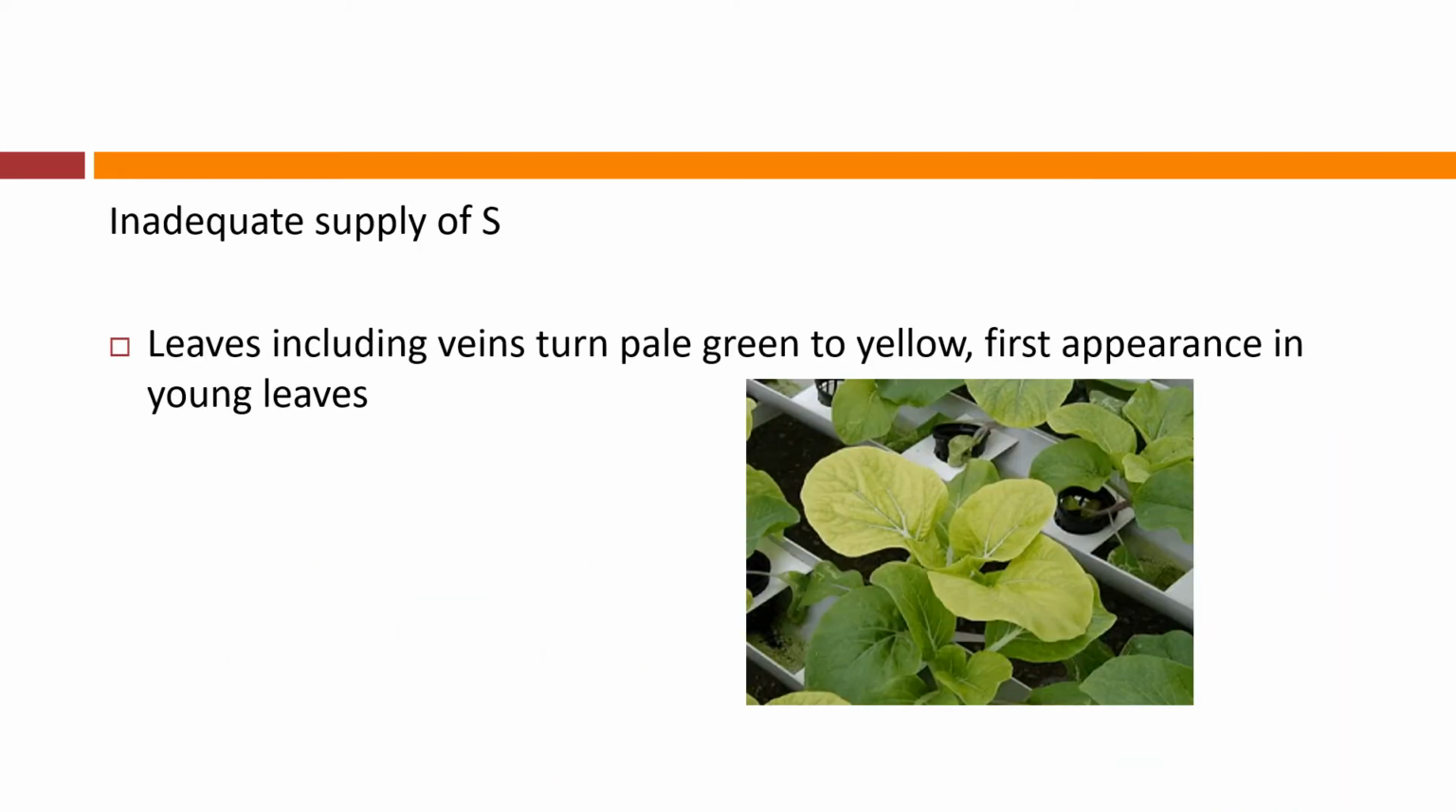And what will happen if the sulfur is deficient? In the immature leaves, you will see a very pale green or yellow color appear first in the young leaves. You know, if it is nitrogen, usually this pale color appears in the older leaves, but if it is sulfur, that pale green color appears in the young leaves.